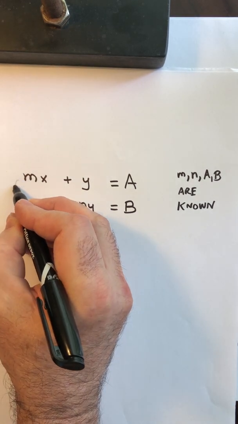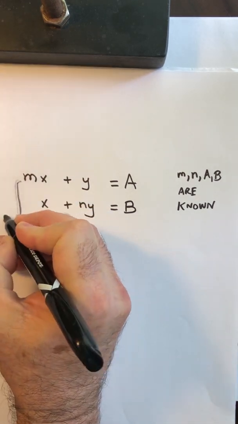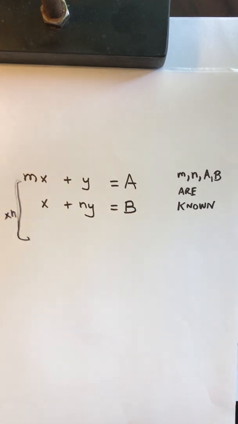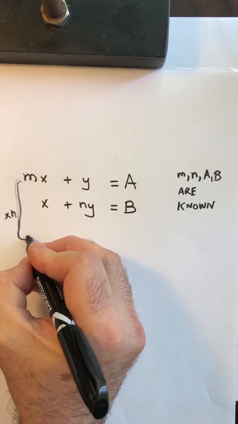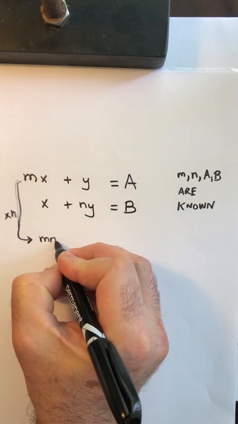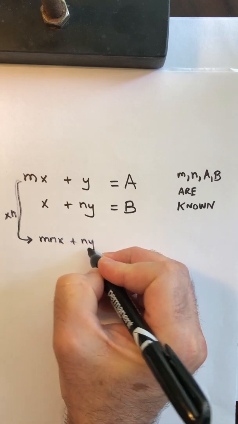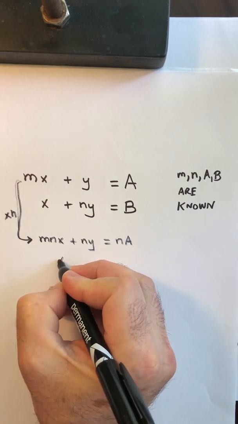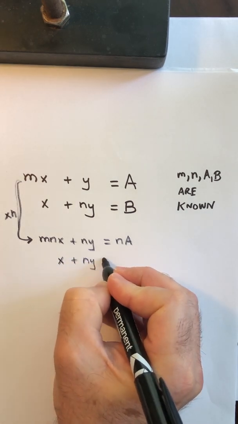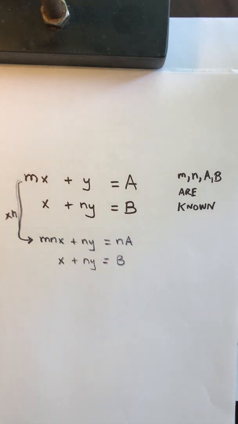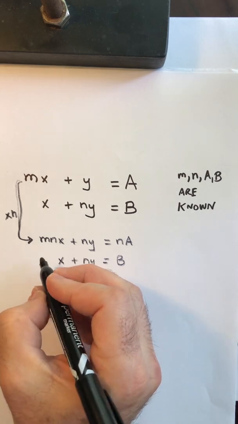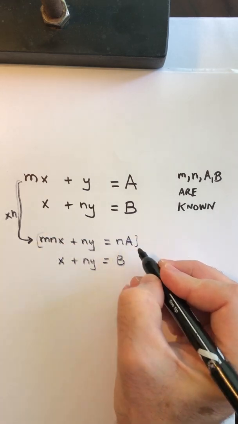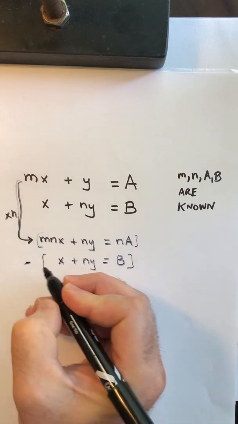So let's say that I take this guy here, all right, and I multiply this times n. Now remember, if I have an equation and if I multiply every single item in that equation by the same factor, I get another equation. So what I'm going to get here is mnx plus ny equals na. And I have the other equation, x plus ny equals b. Right? You guys remember this from algebra, right?